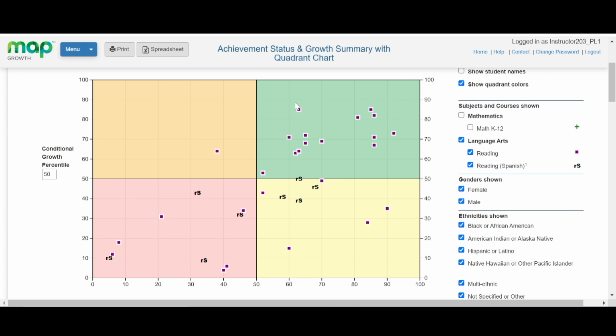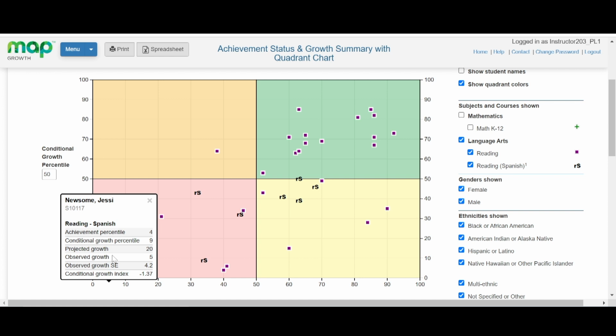On the opposite end of the spectrum, we're seeing students who are achieving at very high levels and also growing at high rates. So that's how we can read this particular chart. And as we hover over the different squares, it identifies who those students are. We can click on the individual squares and see that specific student level data.